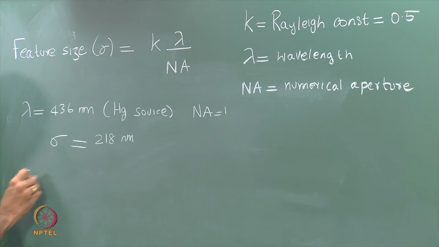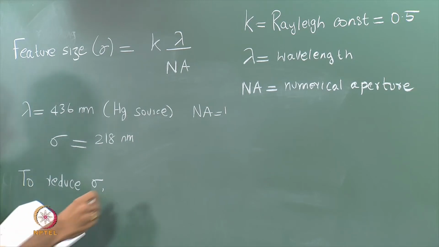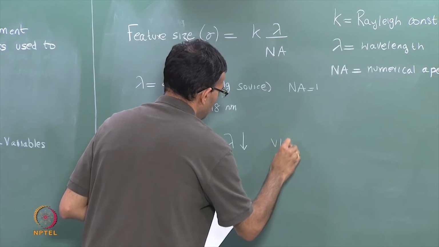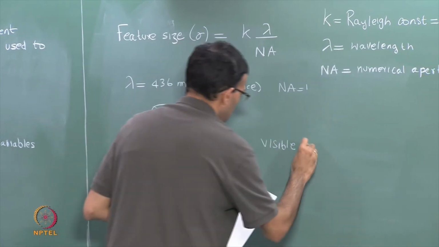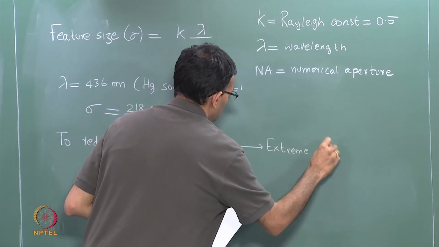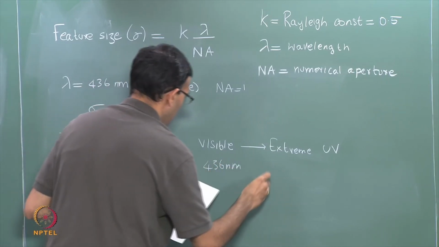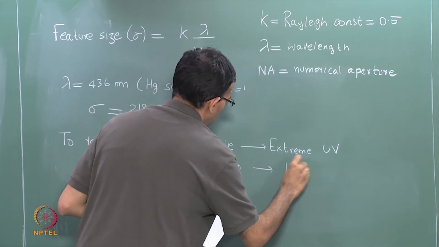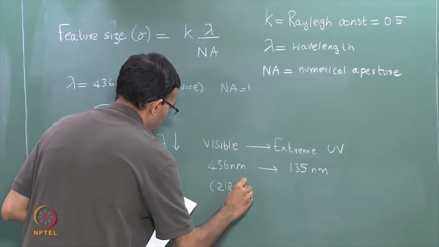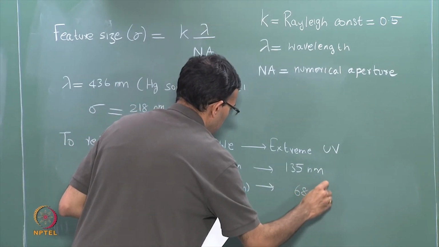So to reduce sigma, one option is to reduce the wavelength. So you can go from visible to extreme UV. If you have visible, which is 436 nanometers, and you go to 135 nanometers, then the feature size goes from 218 nanometers to around 68 nanometers.